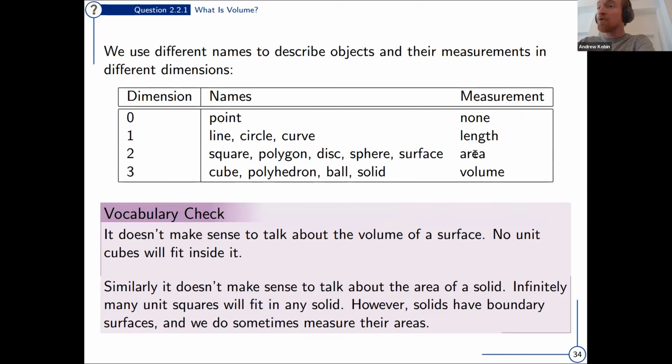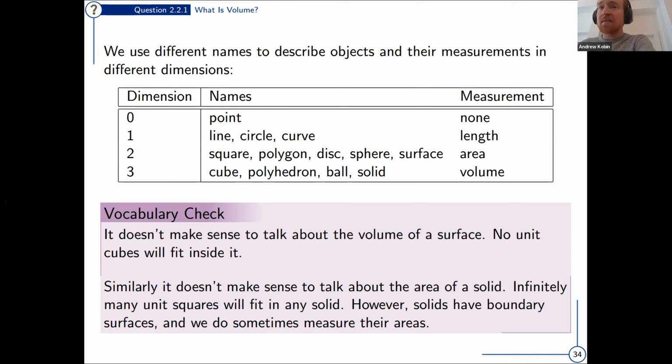And for the 2-dimensional ones, those will be area measurements. Finally, here's some 3-dimensional objects we can measure using volume. And by the way, this is a strict classification, a strict nomenclature. If we talk about a 2-dimensional object, it doesn't make sense to ask about its volume.